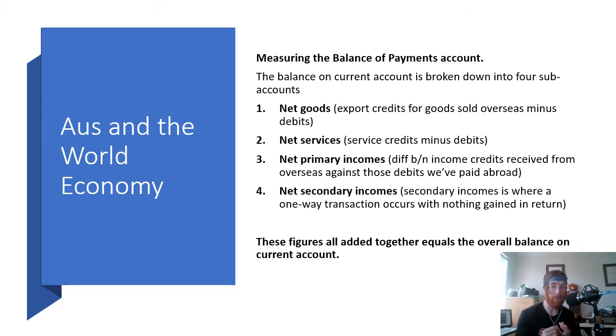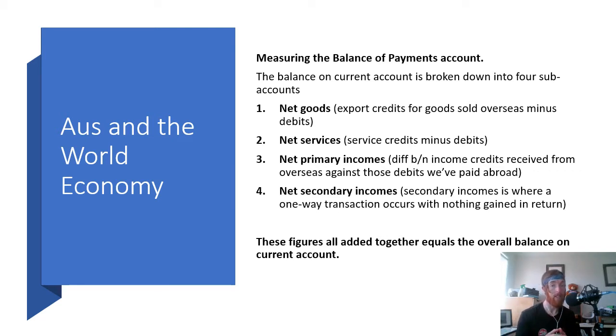Net primary incomes is where this usually gets a little bit more complicated. So net primary incomes is the difference between income credits received from overseas against debits we've paid abroad. So how this works is, if you're an Australian working overseas, you earn an income and you bring that income back to Australia, that's a net primary income. So if you go and work in America, get paid a salary and bring that money back to Australia, or send that money back to Australia, that is a net primary income credit. A debit would be when someone from overseas comes into Australia, works within Australia, and sends that money back overseas. That would be an income debit leaving Australia.